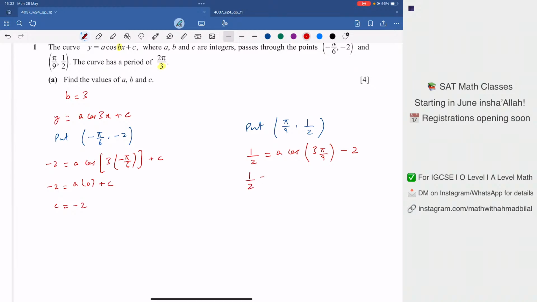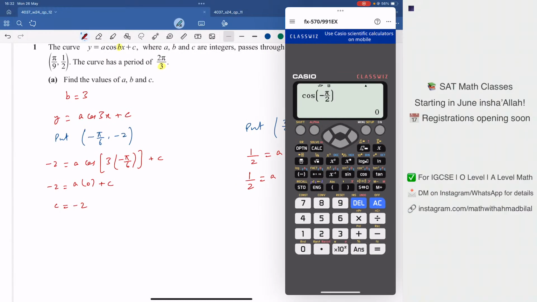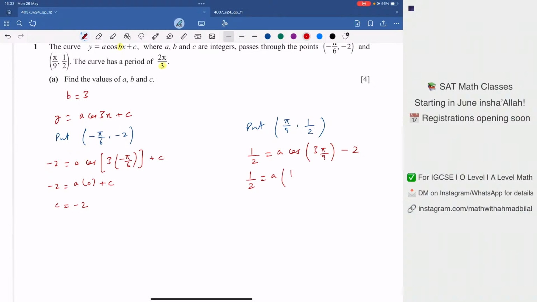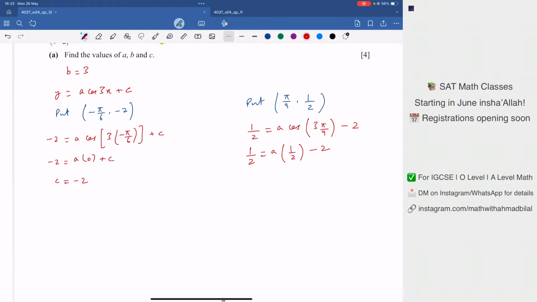Let's simplify this and see what we get from this. 1 over 2 equals a into cos of pi over 3. You can evaluate this on your calculator, although I hope you just remember these values now as well, because you have to memorize them for your paper 1 anyway. Cos of pi over 3, you just put that in your calculator, and that should give you 1 over 2 from that. Now minus 2 goes to the other side, it becomes 5 over 2 equals a over 2, and the value of a that you end up getting from that is 5. Okay, so that's what we were looking for. A is equal to 5, c is equal to minus 2, and b is equal to 3, and that's your final answer.